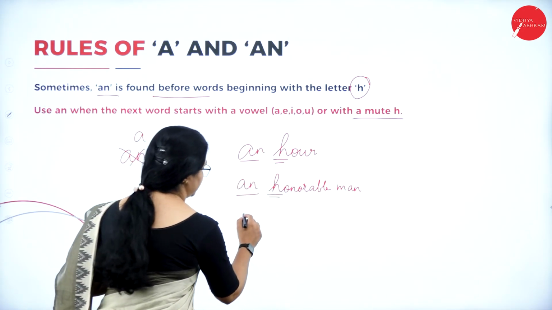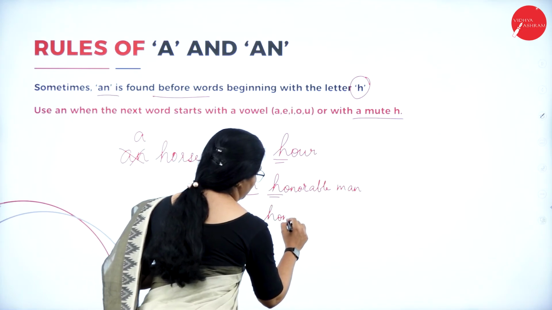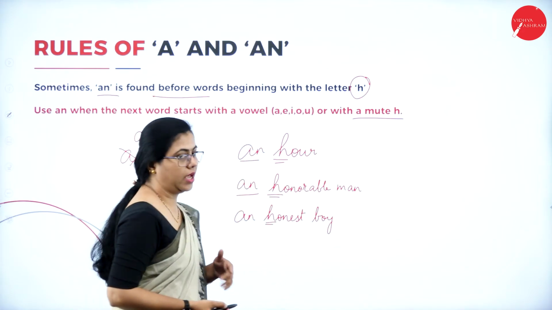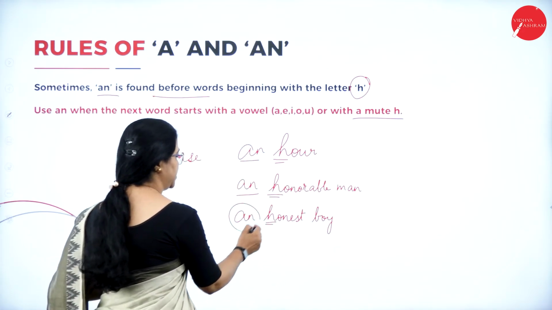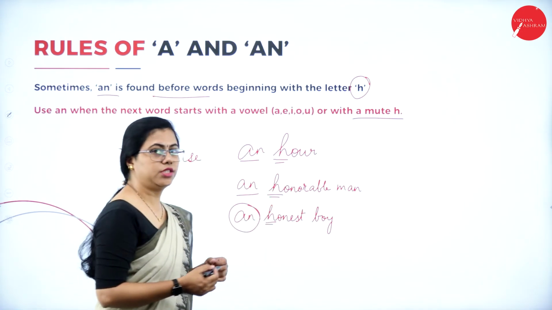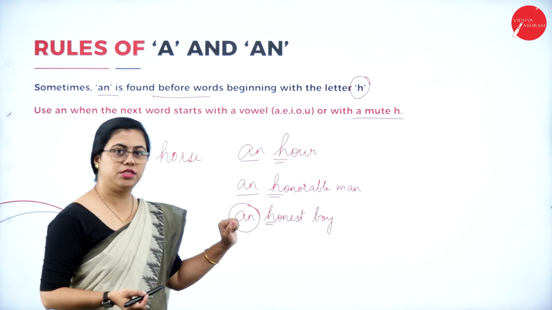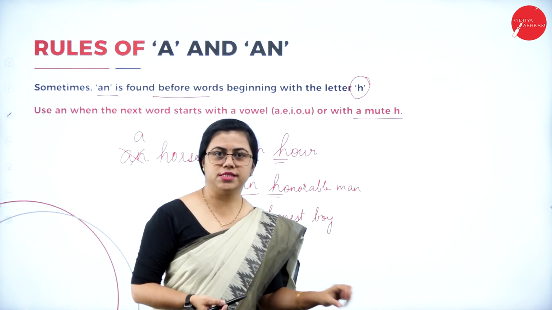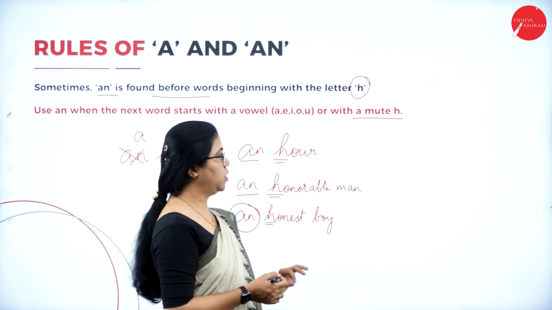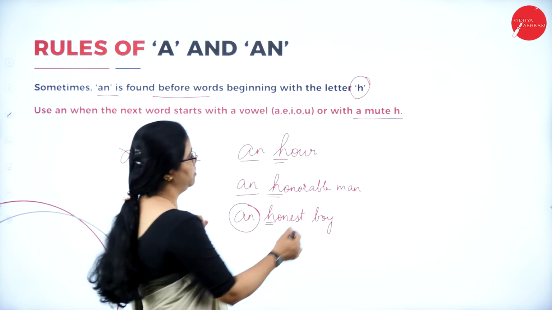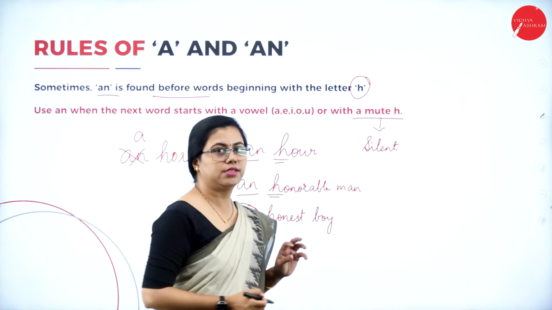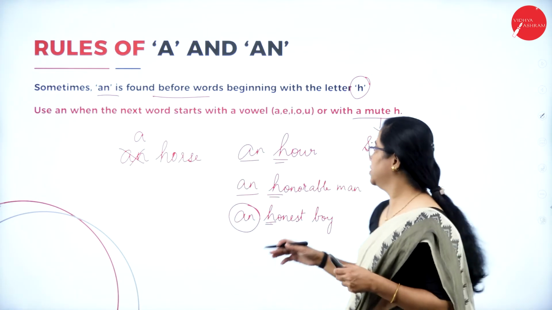Another sentence: an honest boy. What is it here? H is silent. You don't say honest with an H, it is honest. That's why it is an. So whenever you're pronouncing any word, it is very important for you to know the exact pronunciation of this word. So H is silent here. Whenever you have a silent H, mute H is nothing but silent, then also you use an here.